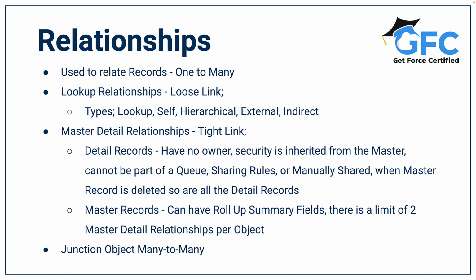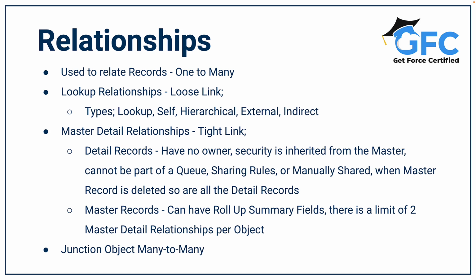This would mean that a job would have multiple candidate records and a candidate would have multiple job records. Now this is where a junction object will come in to facilitate this relationship. You would create a custom object called job applications, and that would link a job to many candidates and a candidate to many jobs. Now don't worry too much about understanding junction objects, just know that they're used to create many-to-many relationships. So let's have a quick recap before we move on to the schema builder.